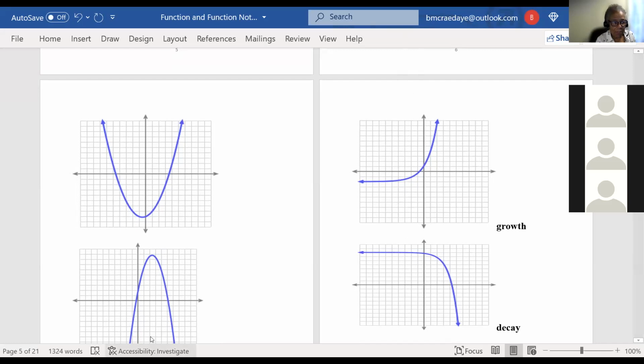This is quadratic. Just think of a U for quadratic. They call them parabolas, but just think of a U. And it could be increasing like here, or it could be decreasing when they're upside down, just like exponential functions.